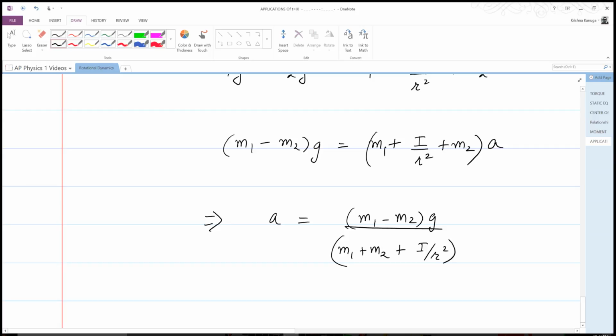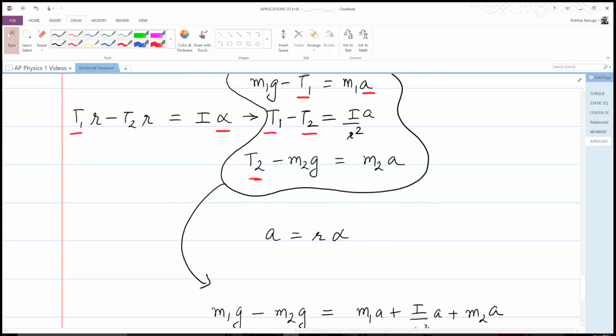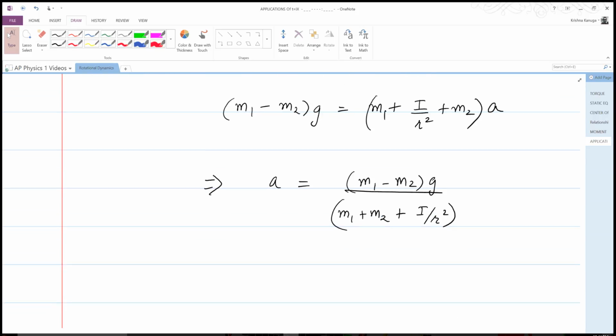And once I get my a, I can plug it back into the equations and find T1 and T2, and that's something that you guys can just finish. You can just plug it back into the equations to find T1 and T2.